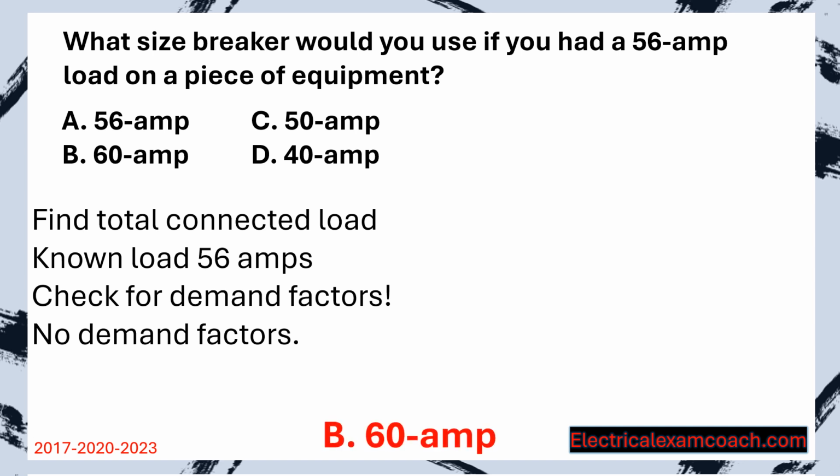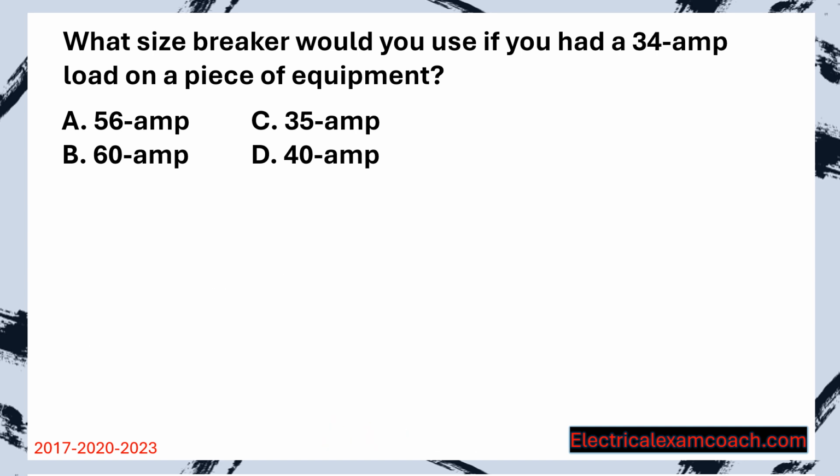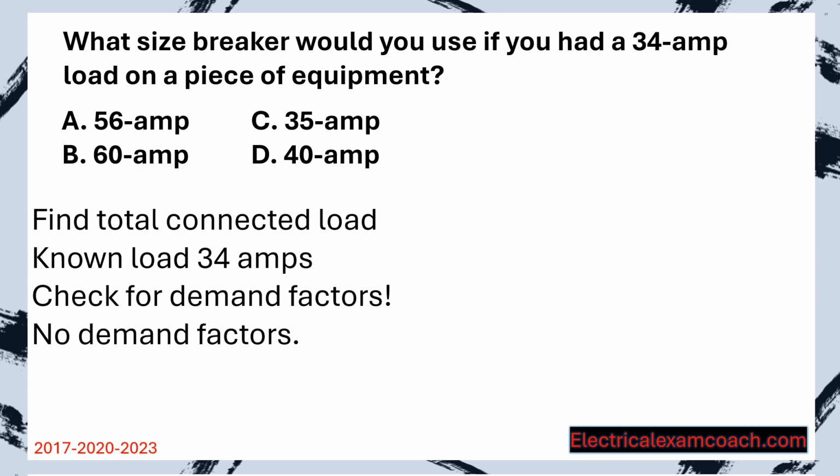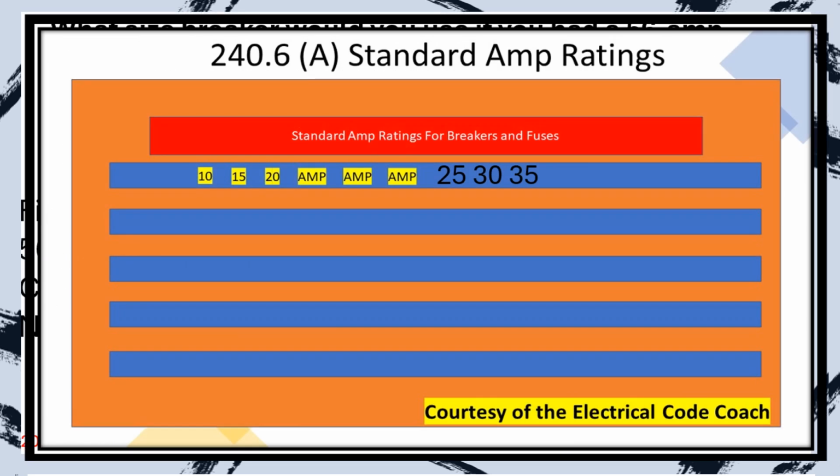Great job. What size breaker would you use if you had a 34 amp load on a piece of equipment? Step 1, find the total connected load. The known load as of right now is 34 amps, but we have to check for demand factors. There are no continuous loads and there are also no specific pieces of equipment, so there are no demand factors. We're going to head to table 240.6(A) and choose the next size up, which in this case would be a 35 amp breaker.